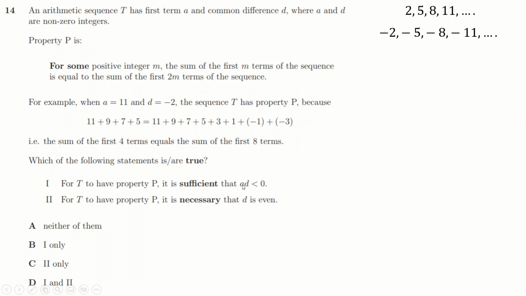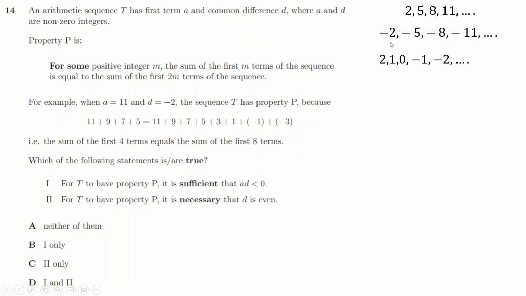Can you find an AD less than 0? Can you find a sequence where A is maybe positive, D is negative, that just doesn't have this property at any point? And you can very quickly come up with this one here. A is positive, D is negative, so they multiply to be less than 0, but at no point does this actually work, right?